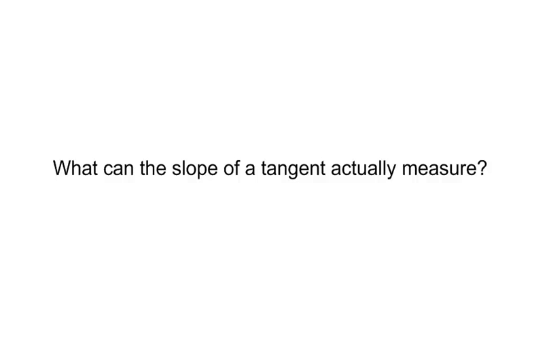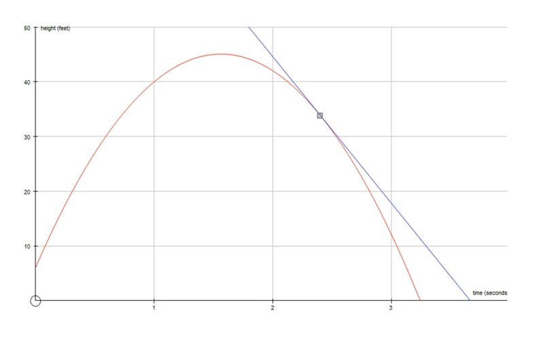This video tries to answer the question, what can the slope of a tangent actually measure? And in order to do that, we're going to revisit a concept from a previous video. On this graph that you see here, notice the x-axis is measuring time in seconds, and the y-axis is measuring height in feet. We have a tangent to a curve, and this is a previous projectile model.